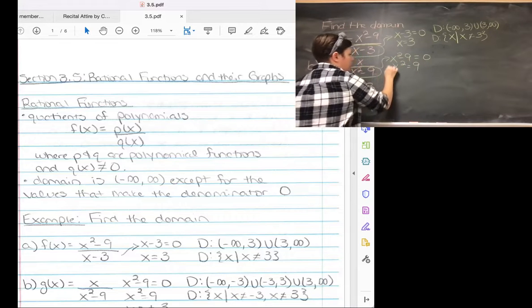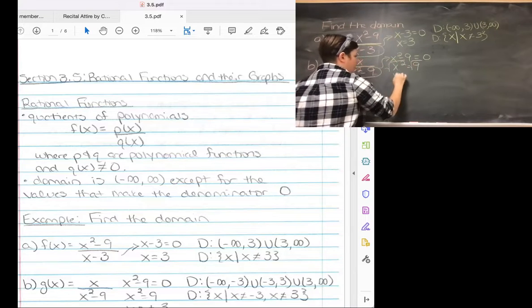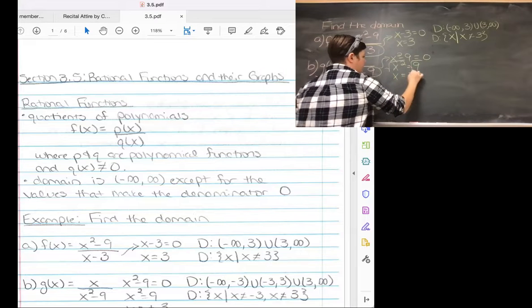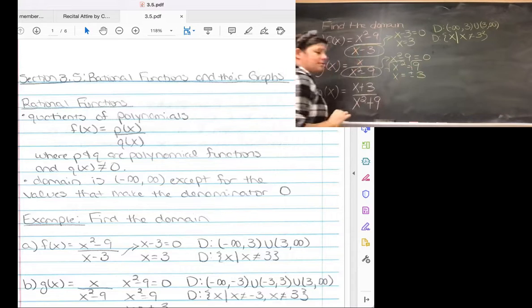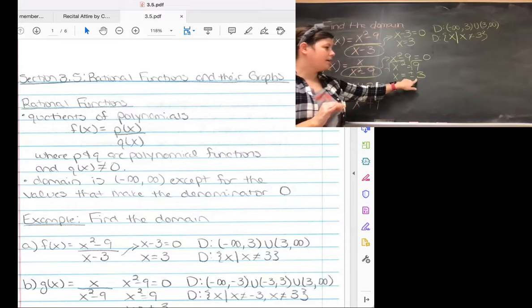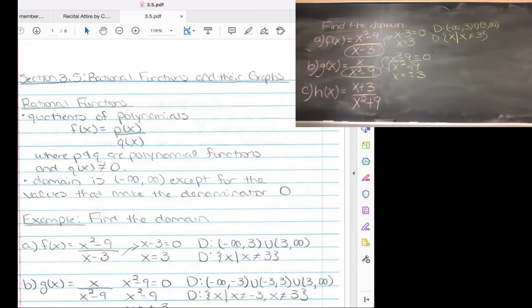To get rid of a square, you have to square root. But when you square root a number, you have to remember the plus or minus. So this time we're getting two trouble spots. We have a trouble spot at -3 and a trouble spot at +3.